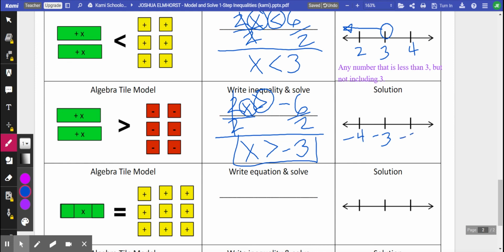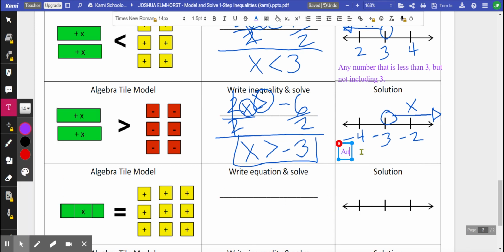The negatives are counting down towards 0, going to the right, and an open circle, x is greater than -3. Greater than is going to be going to the positive side. So x is greater than, forgot to put the variables on the other ones, going to the positive side, going towards 0. And so it's any number that is greater than -3, but not including -3 in the solutions. Okay.